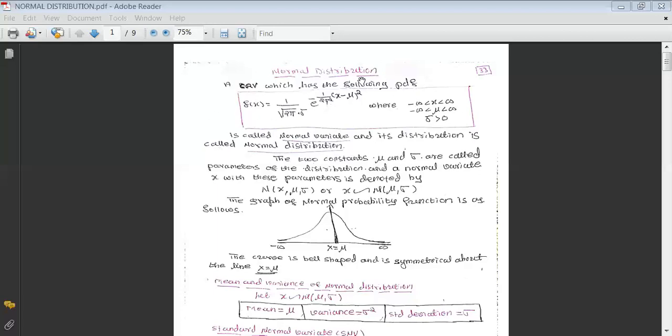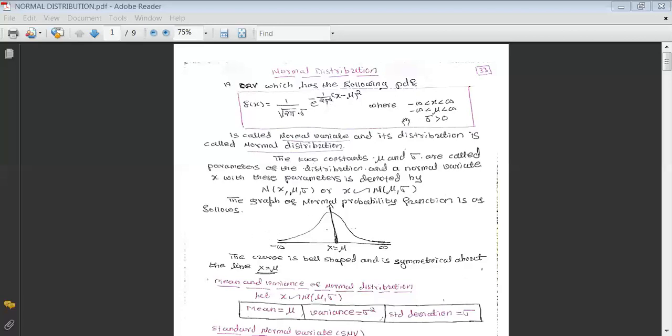Again, as usual, this normal distribution has a certain function like this, and this is called its probability density function. Once we look at this function carefully, we find that there are two constants. One is mu, another is sigma, and these two constants mu and sigma are called the parameters of the distribution. A normal variate x with these parameters is denoted by N(x, mu, sigma), or it is also denoted as x follows normal with parameters mu and sigma.